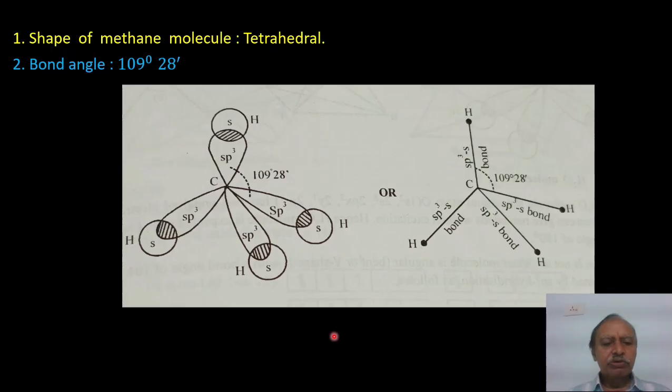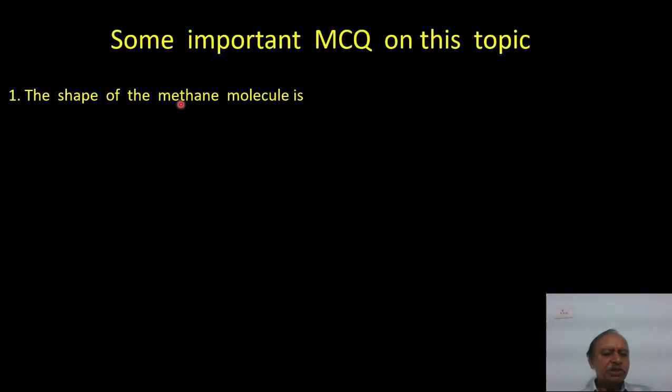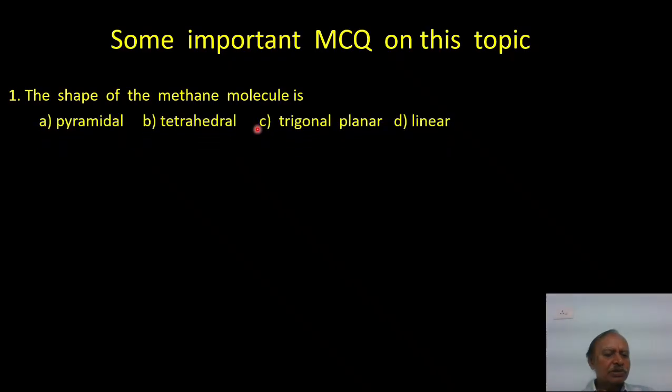Now based on this topic, here I have given some MCQs and also short and long answer questions. Here are some important MCQs. Question number 1. The shape of the methane molecule is: A pyramidal, B tetrahedral, C trigonal planar, and D linear. The correct answer is option B, tetrahedral. You know that the carbon atom in methane is tetrahedral.